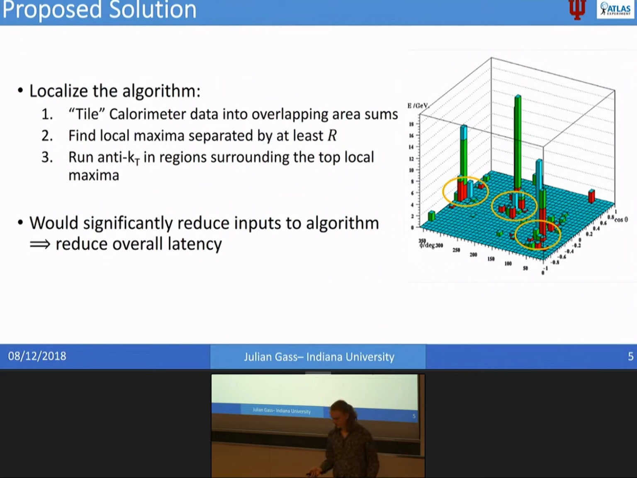And so we have to run analyses on simulations of anti-KT clustering to get an idea of what these region sizes should be and how much we should reduce the resolution of the calorimeter data.